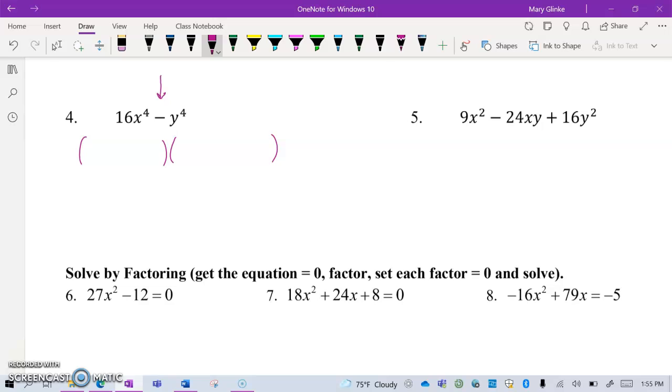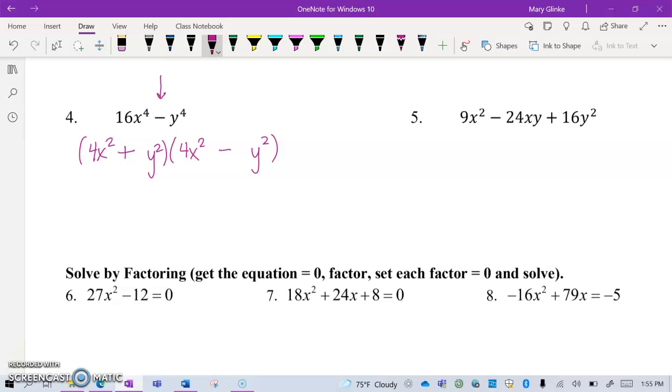So you want to think about what squared gives you the 16x to the fourth, and that would be 4x to the second, because 4x to the second times 4x to the second gives you 16x to the fourth. Likewise with the y to the fourth, it would be y squared as your second term. And because this is a minus sign here, you're going to have one positive and one negative, because when you distribute all of this out, your middle two terms would cancel each other out. Then normally you would circle this as your final answer.